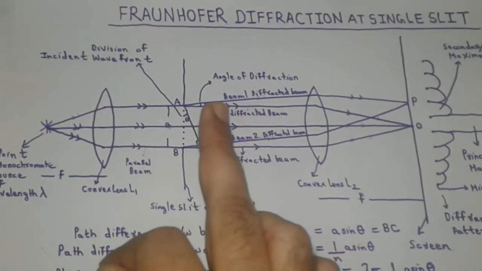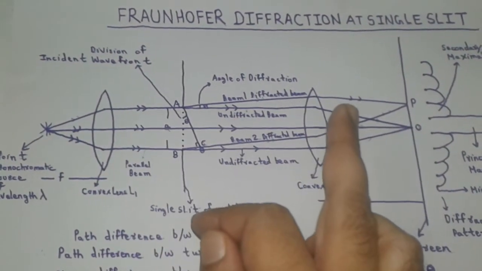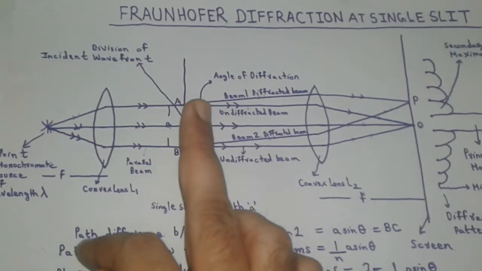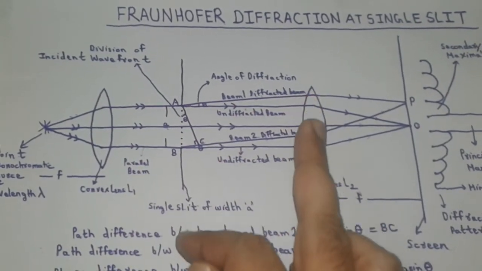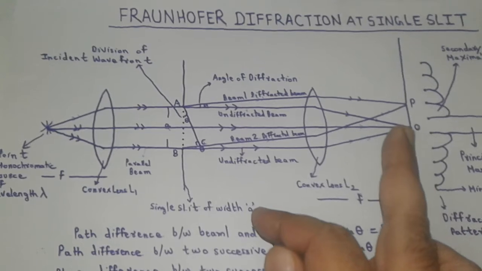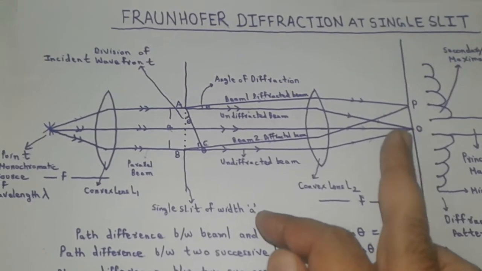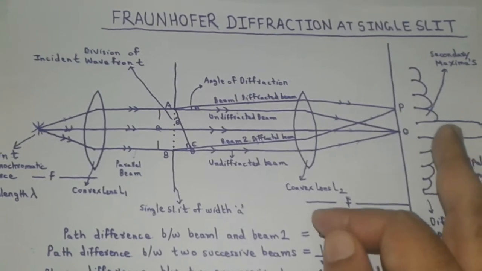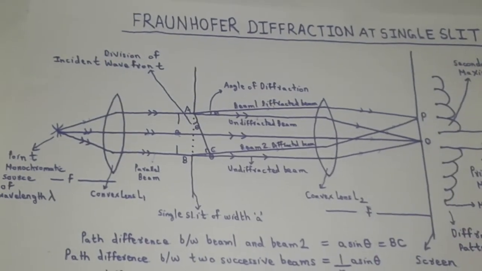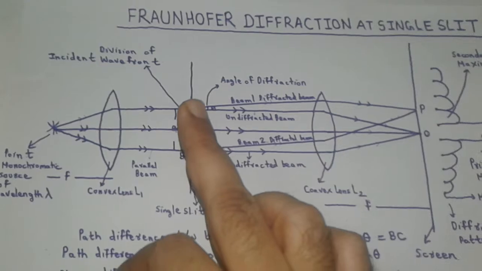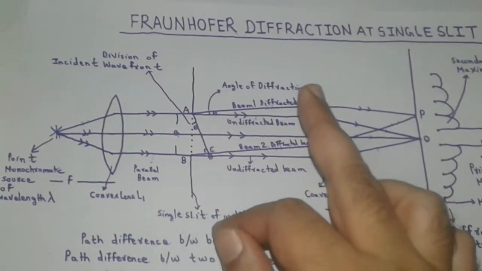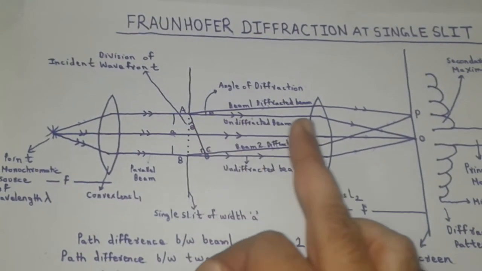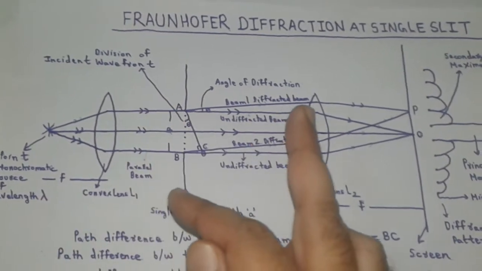The set of undiffracted n beams which moves in the direction of incident beam are converged by the lens at the center of the screen and are responsible for the formation of principal maxima which is of highest intensity. Let a set of n diffracted beams make an angle theta with respect to the incident direction.